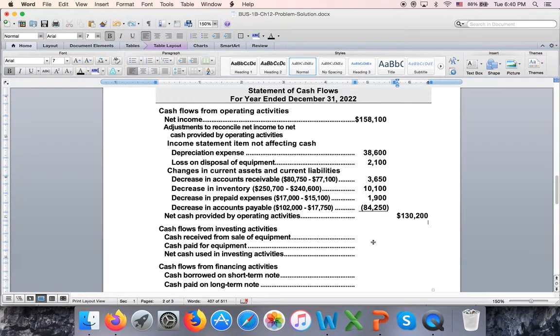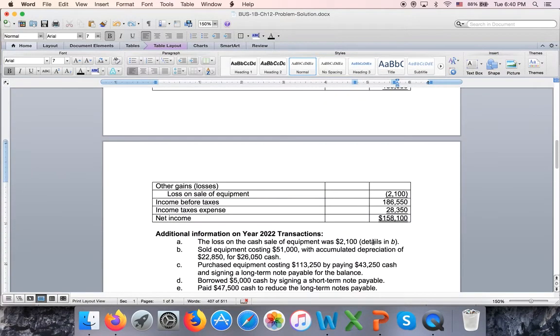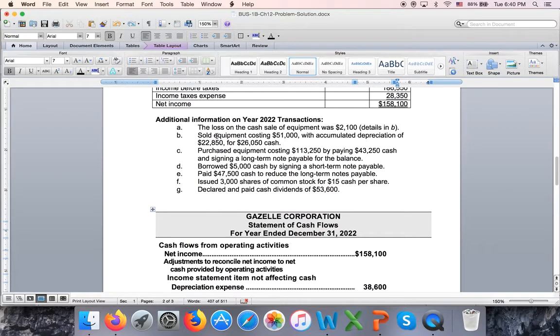So cash flows from investing activities. Usually you will be given additional information. So did we buy or sell any long-term assets? We sold this equipment, remember? And we sold it for 26,050 cash, so that would be cash positive. And we purchased equipment. It doesn't matter what the cost is, it matters how much cash we paid, because the rest of it we signed a long-term note payable, so that's a non-cash purchase.